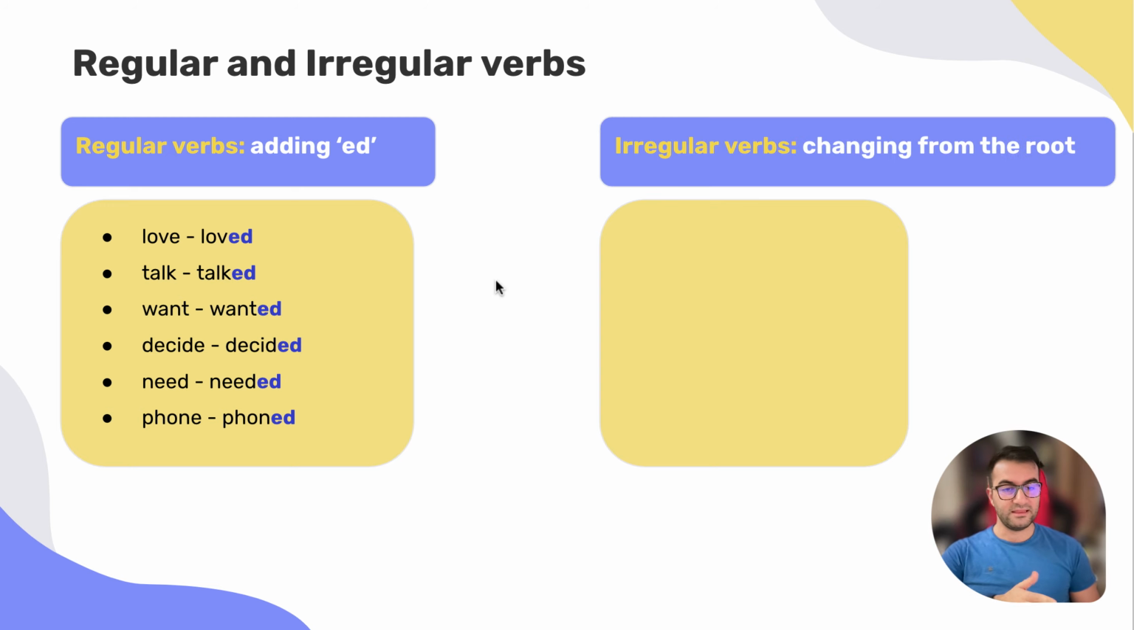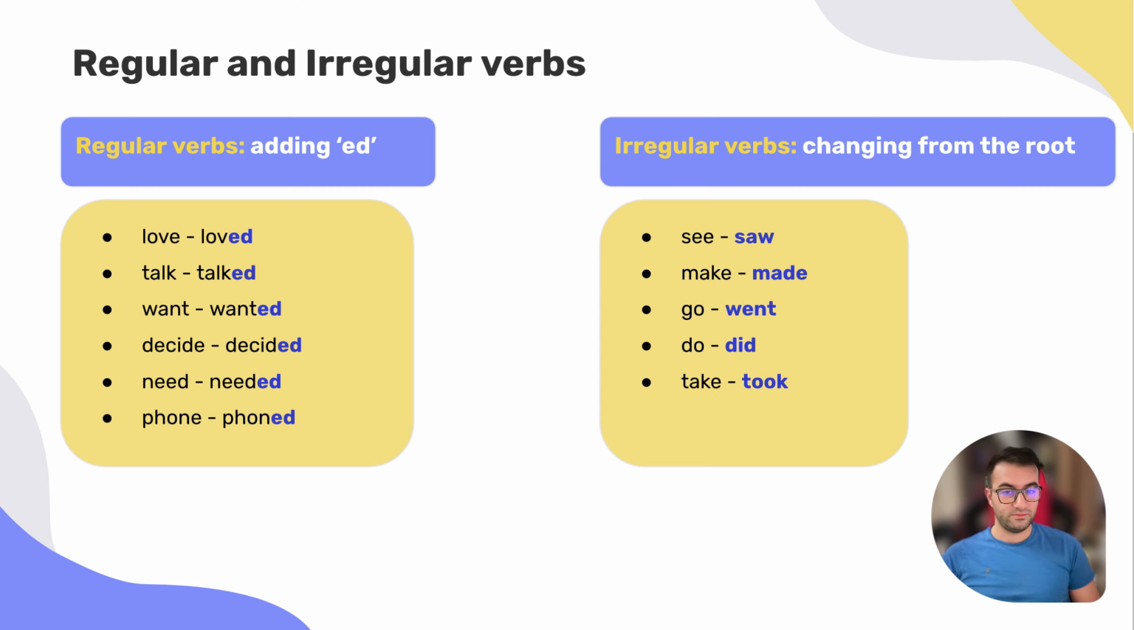Irregular verbs, on the other hand, change from the root and there is no regularity there. That's why they are called irregular verbs, because there is no one rule that they follow. Each changes differently. For example, see becomes saw, make becomes made, go becomes went, do did, take took, shake shook. So most of the time, teachers want their students or advise their students to memorize irregular verbs because there is no rule that they follow.